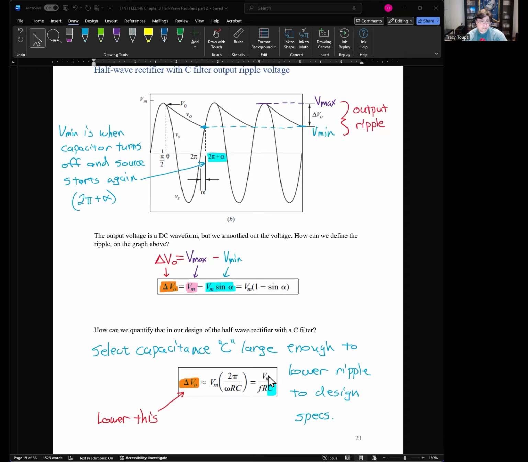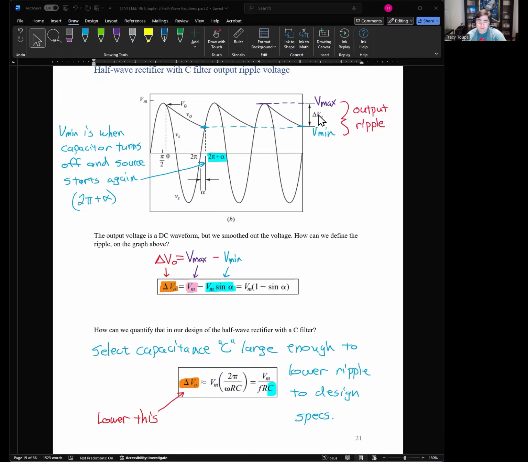VM is constant, that's from the AC source. Frequency is fixed to 60 hertz or whatever your source is. Resistor, that's just the resistance of the load. The capacitance, that's the number you choose. So these three are known. This delta V out is given to you. This is just arithmetic in your calculator. You get a capacitor. It could be 50 microfarads, 1 millifarad, or whatever that number is going to be.